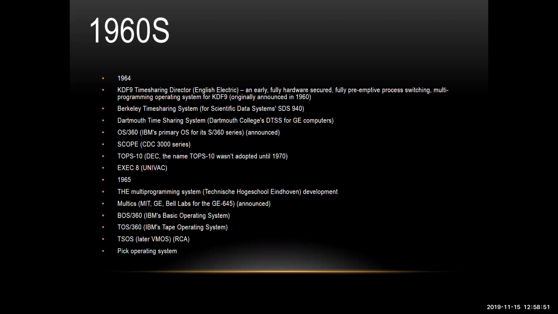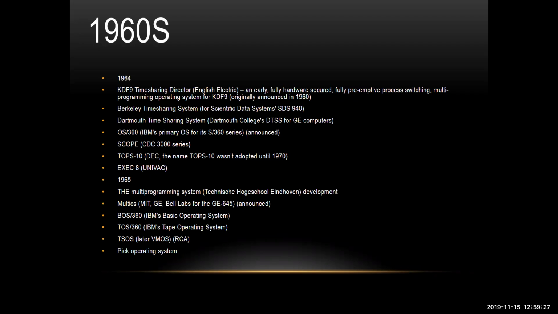And then we also had OS/360, officially known as IBM System/360 Operating System. It is a discontinued batch processing operating system developed by IBM for their then new System/360 mainframe computer. It was announced in 1964. And then we also had SCOPE, an acronym for Supervisory Control of Program Execution. It was the name used by the Control Data Corporation for a number of operating system projects in the 1960s.